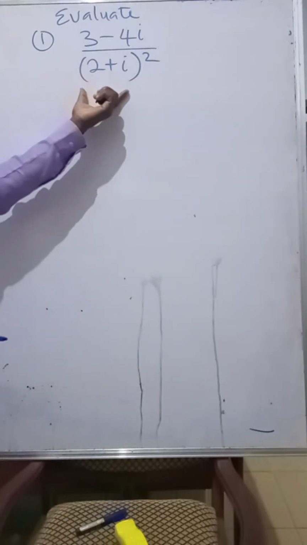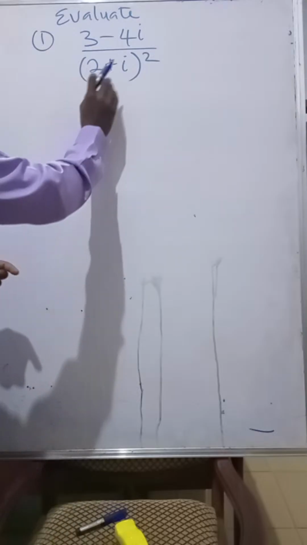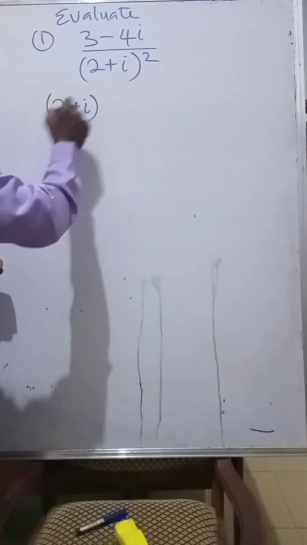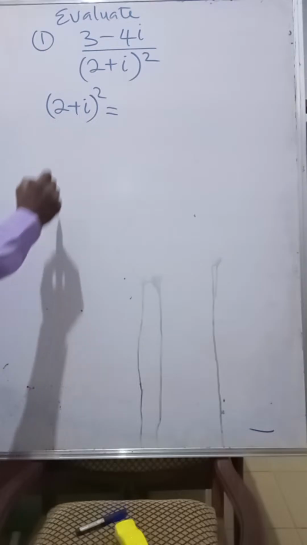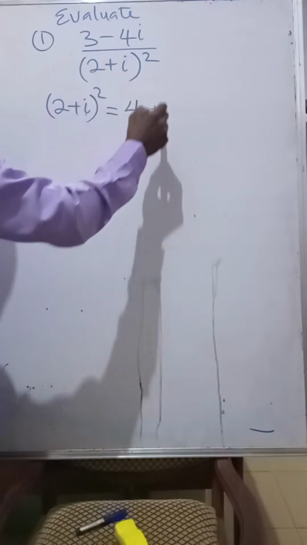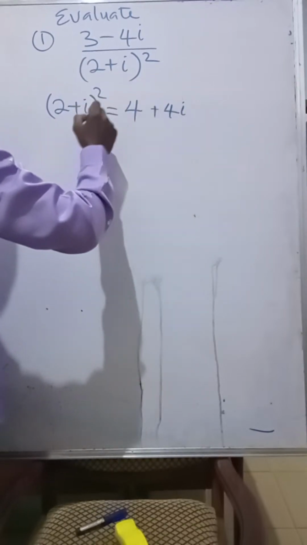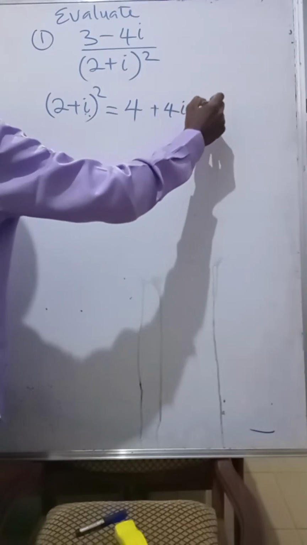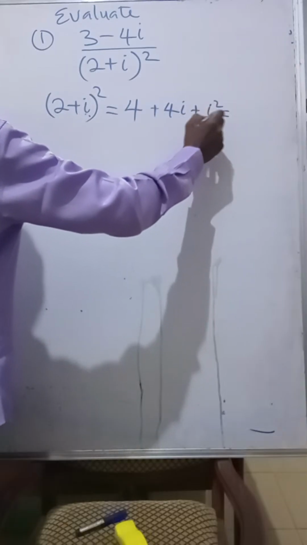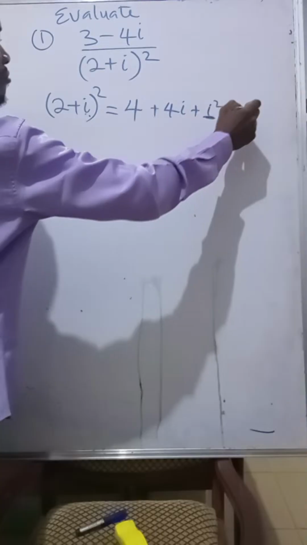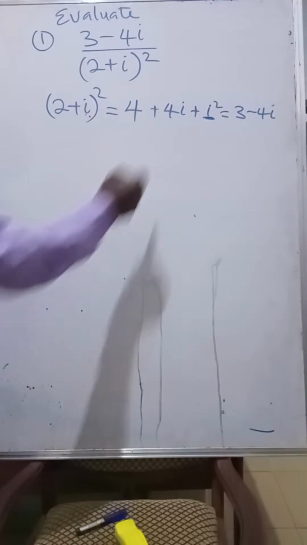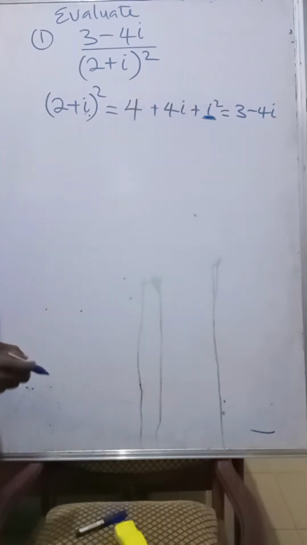If you look at it now, this is the denominator. We have the square of that, so we're going to solve this one first. If you do that, it gives you 2 squared, that's 4, plus this one times this one, that's 2i times 2, that's 4i, and then plus the last one, i squared, which is minus 1. So 4 minus 1, that's 3, so that'll be 3 plus 4i.